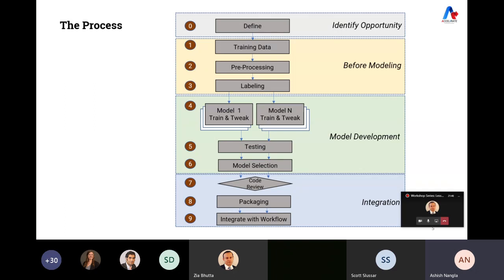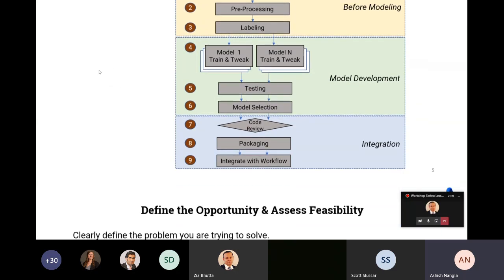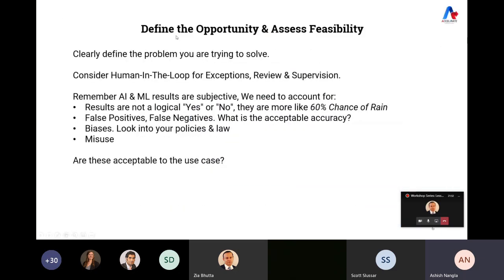We will go into detail on each of these phases and steps. The first part would be defining the opportunity and assessing the feasibility. There is a clear distinction between how you would go about doing AI and machine learning projects versus other software that you would generally deliver.